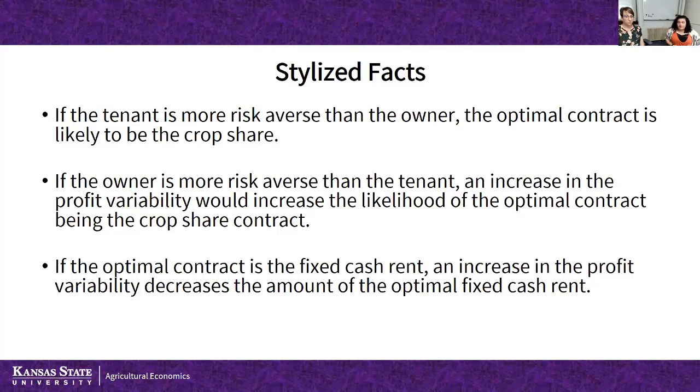If the owner, however, is more risk averse than the tenant, an increase in the profit variability would increase the likelihood of that optimal contract being the crop share contract. And then finally, if the optimal contract is the fixed cash rent, an increase in the profit variability decreases the amount of the optimal fixed cash rent available. So these are things that we want to keep in mind as we go through.